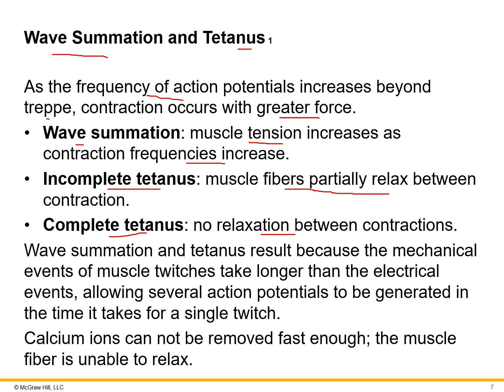So wave summation and tetanus result because the mechanical events of the muscle twitches take longer than the electrical events. The actual moving of the myosin heads and everything is going to be a much slower effect than the electrical signals coming in. So it allows several action potentials to be generated in the time it takes for a single twitch, a single contraction of that muscle. And again, that's because the calcium ions cannot be removed fast enough, so the muscle fiber is unable to relax.